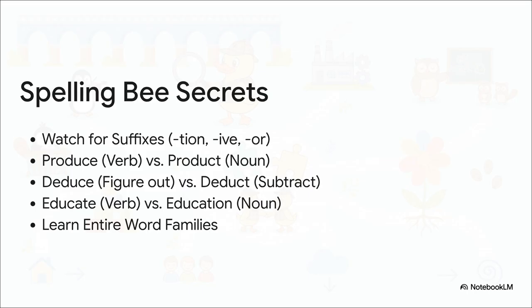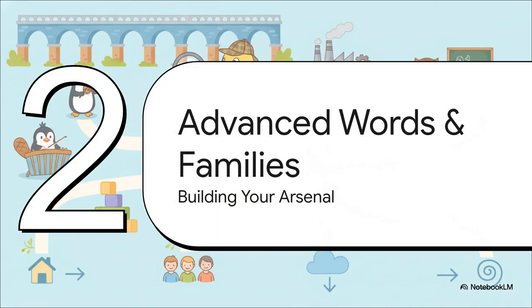Fourth, notice how endings change the word entirely, like the verb educate becoming the noun education. And fifth, this is a big one. Strong spellers don't just memorize isolated words, they learn entire word families. And that brings us perfectly to Section 3, Advanced Words and Families, Building Your Arsenal. It's time to equip yourselves with some advanced weaponry by diving into the high-level words and families that show up constantly in spelling bees.